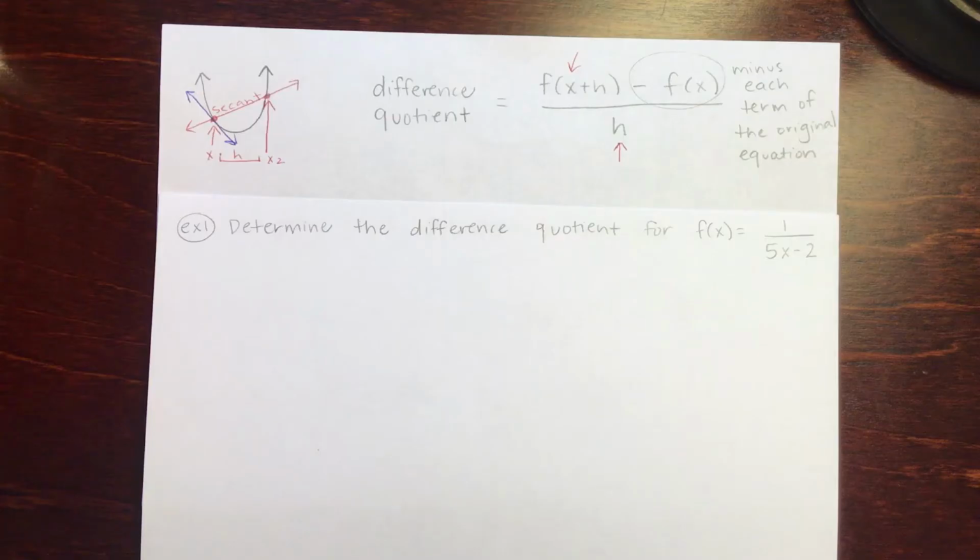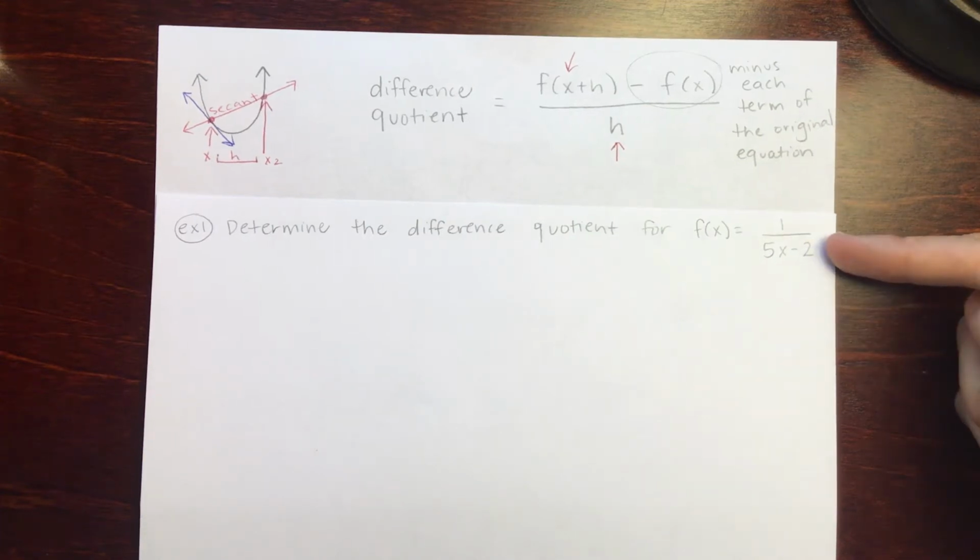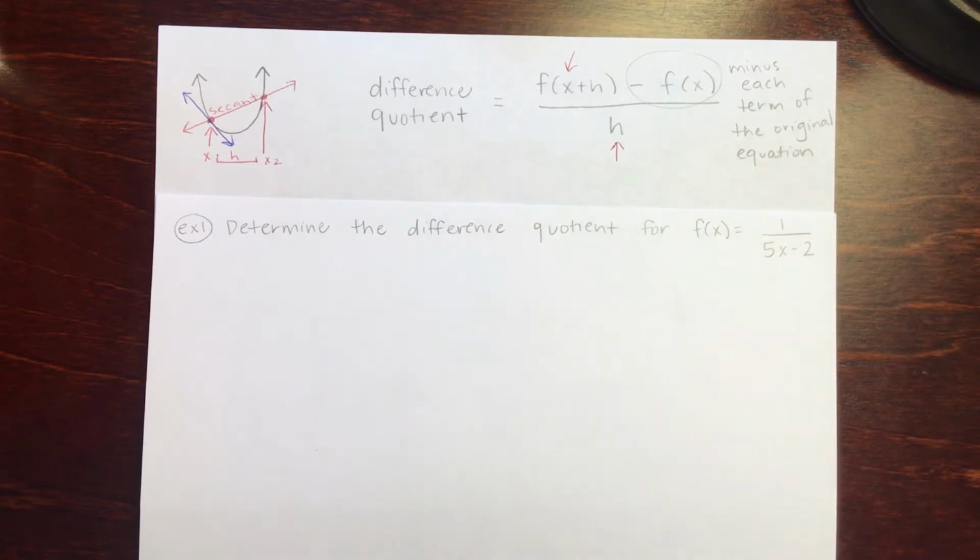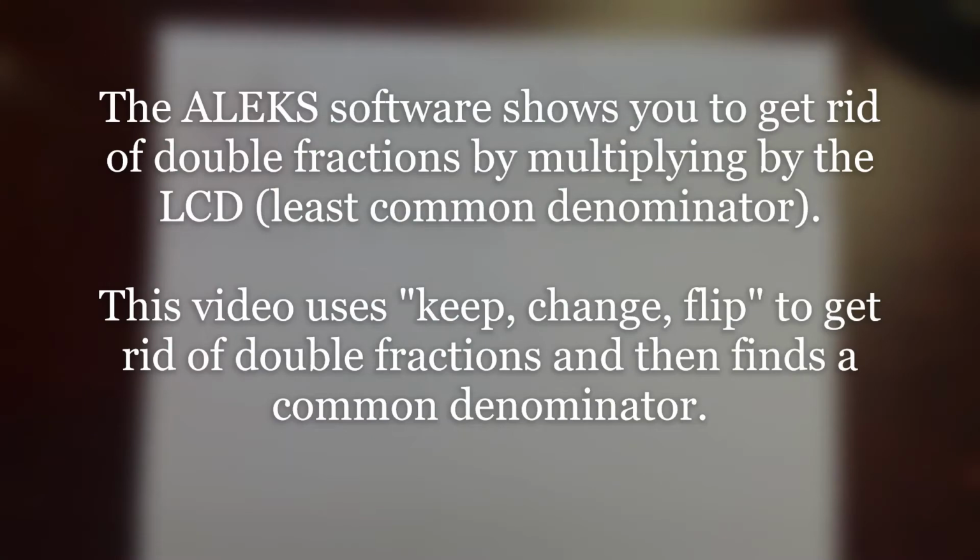There are a couple different ways to simplify the difference quotient when our original function is a rational function, a fractional function. No matter how you do it, we're going to end up with the same answer. Just want you to be aware that your method could be slightly different from mine. Your homework, Alex, teaches you to get rid of your denominators by multiplying every term by the LCD, the least common denominator. I like to keep change flip to get rid of double fractions and then find a common denominator. And that's what I'm going to do in this video, but you're welcome to use another method.